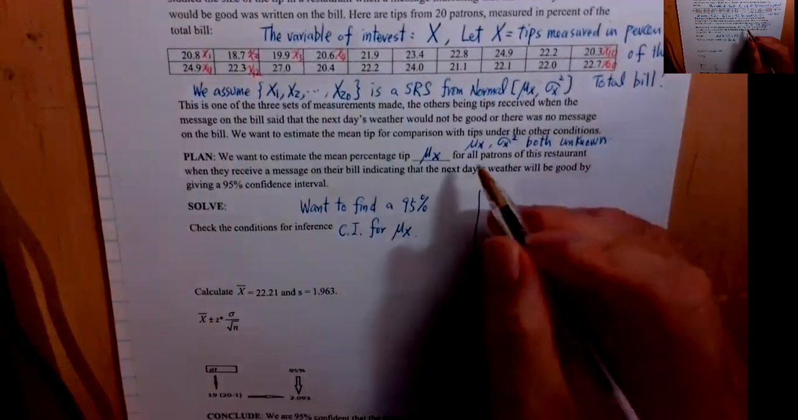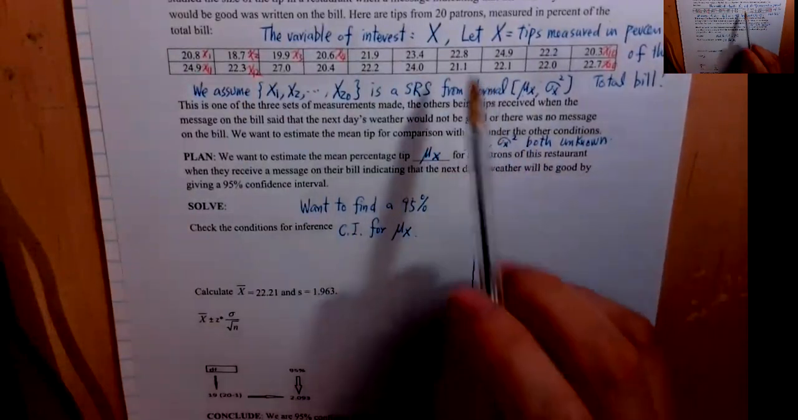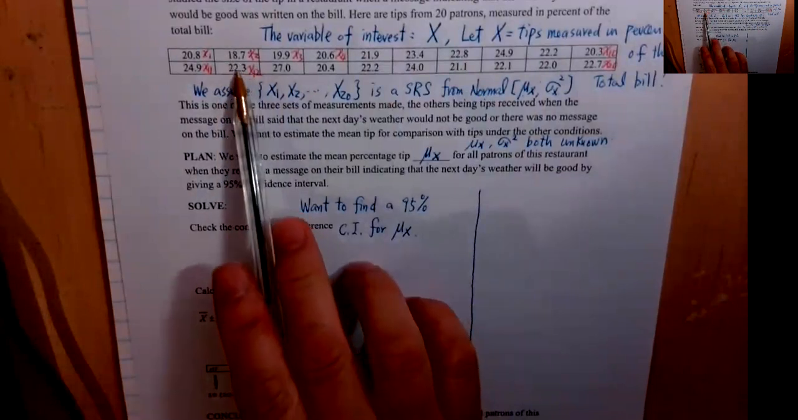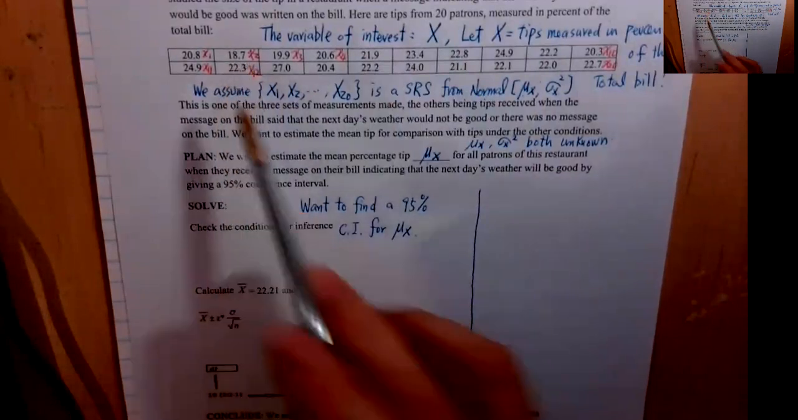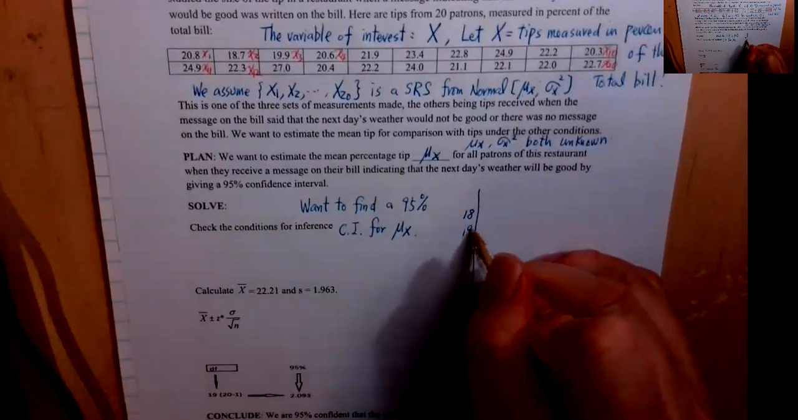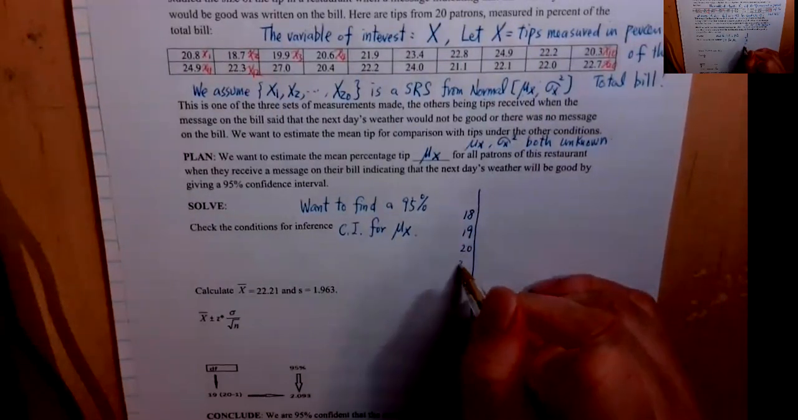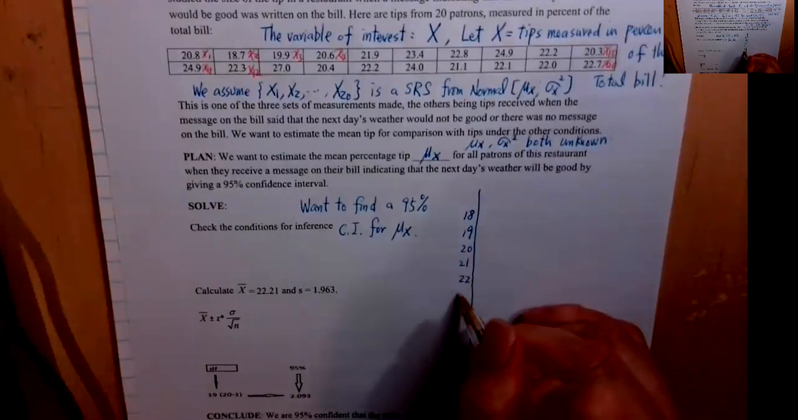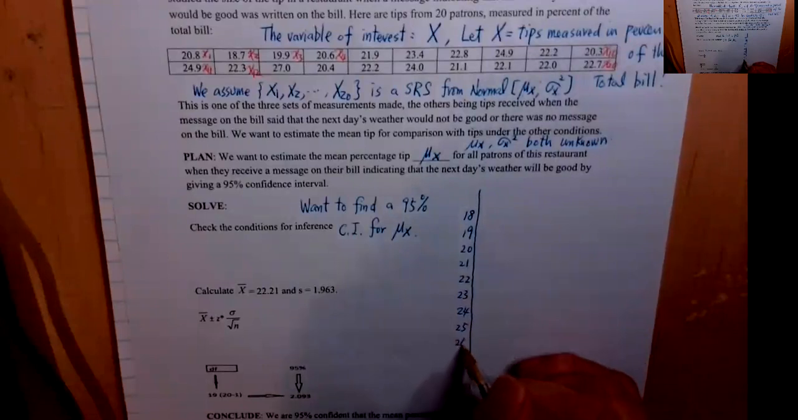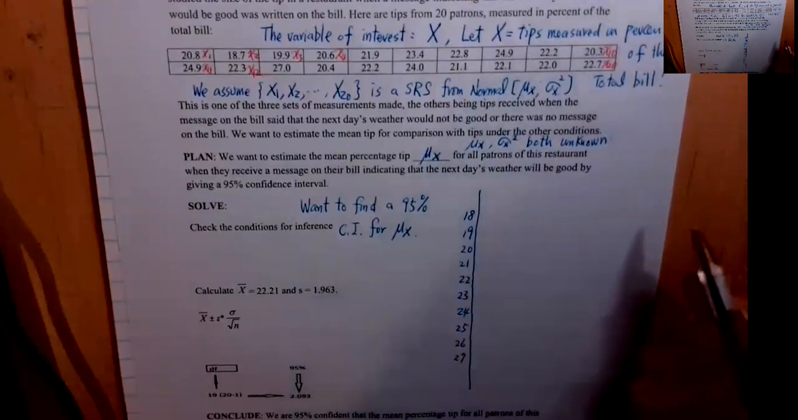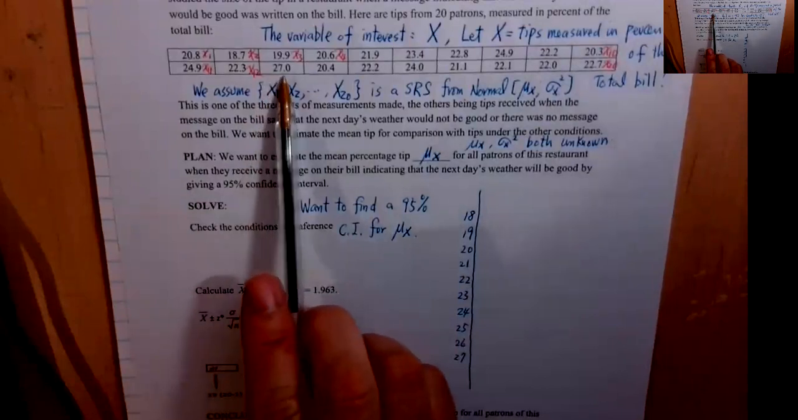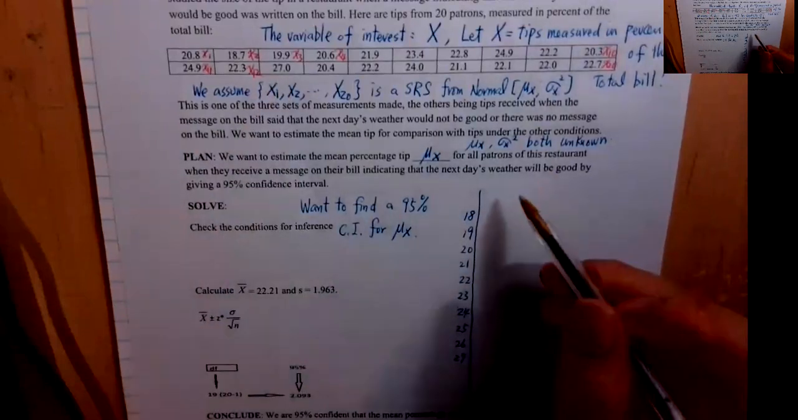The first one, the smallest one, is what? Let's see. The smallest one is 18.7. Am I correct? So this one begins with 18.7, 18, 19, 20, 21, 22, 23, 24, 25, 26, 27. What's the largest one? The largest one is 27.0. So let's finish the stem plot.